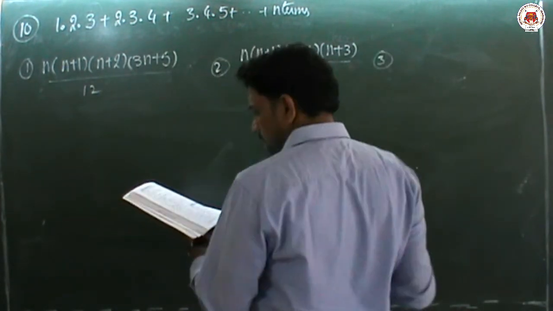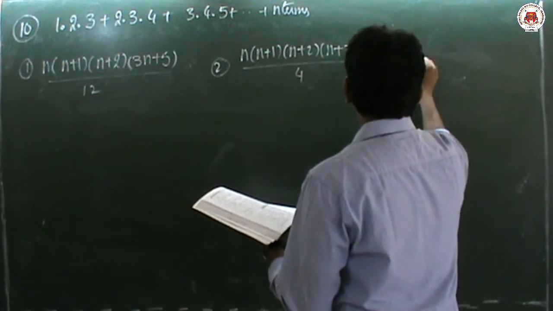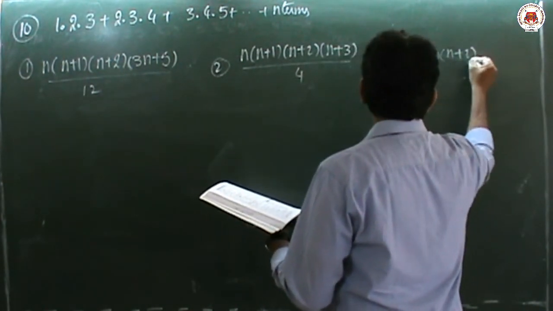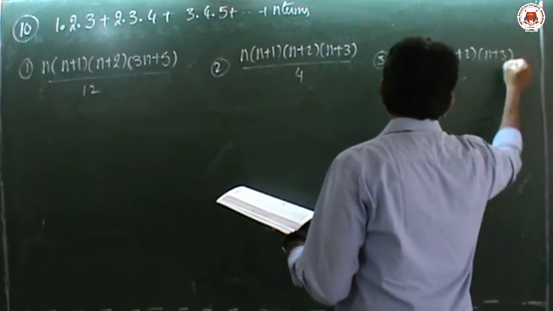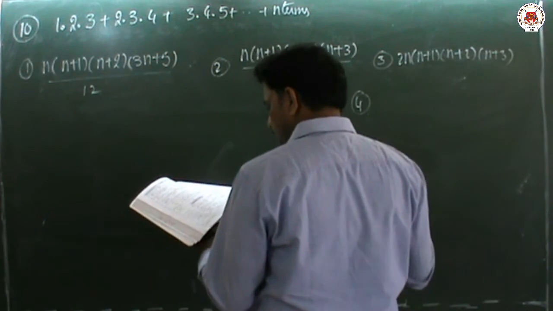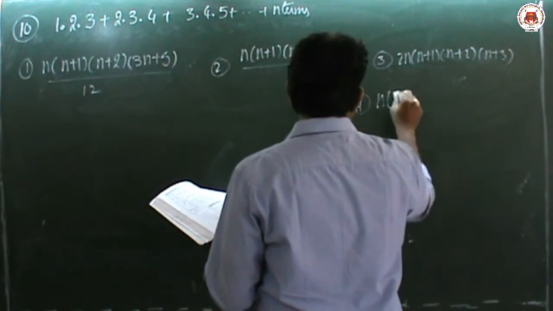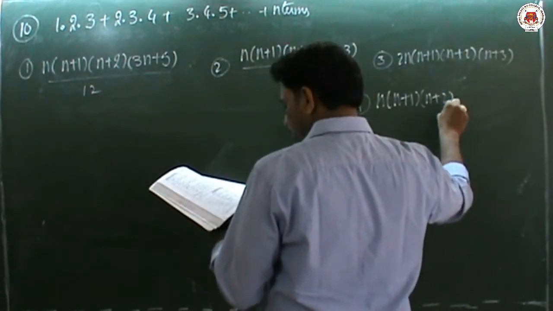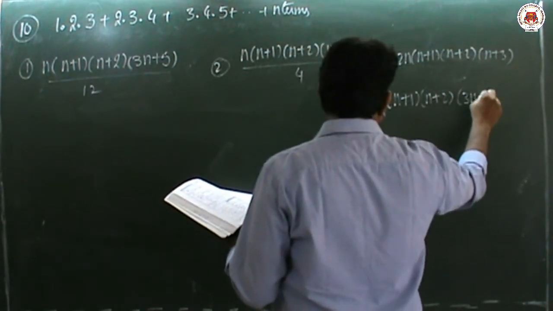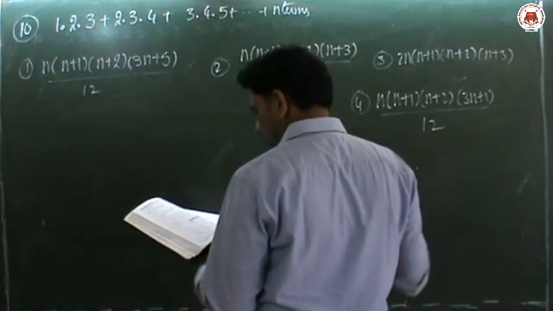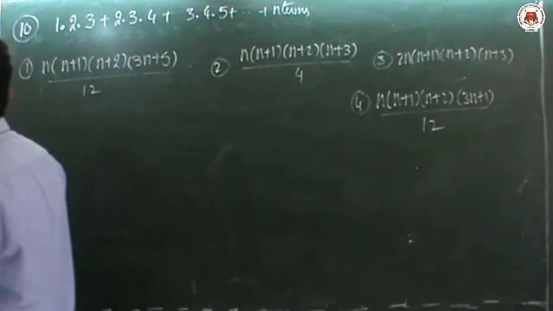Third option: 2n into n plus 1 into n plus 2 into n plus 3. And the last and final fourth option is n into n plus 1 into n plus 2 into 3n plus 1, whole by 2. So children, this is the last option.